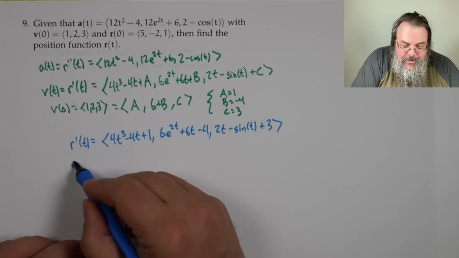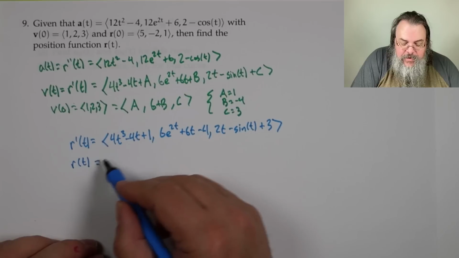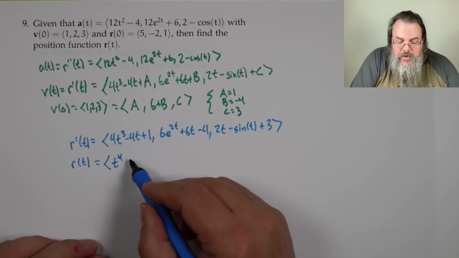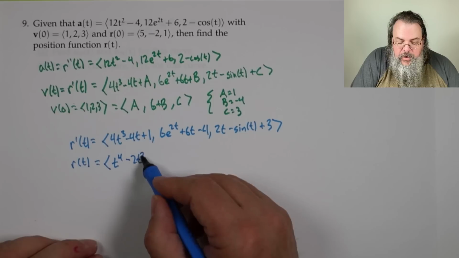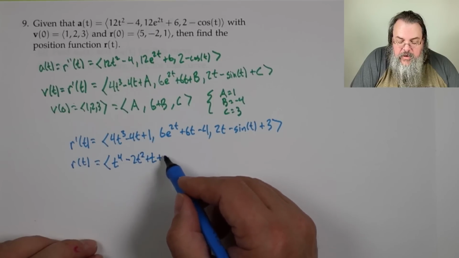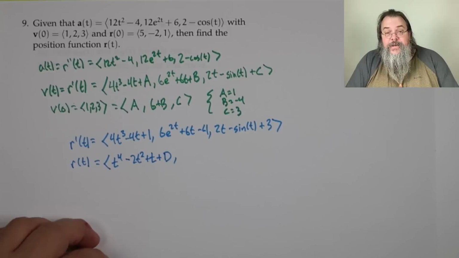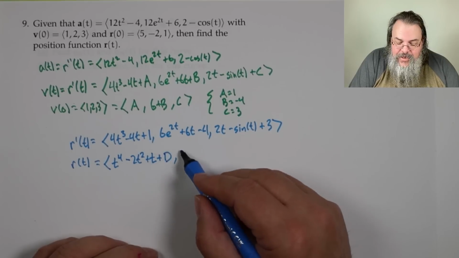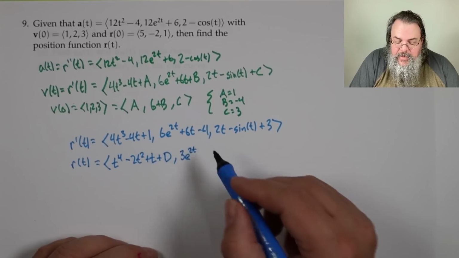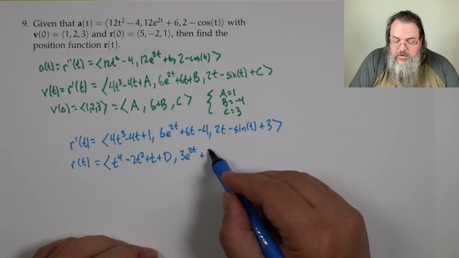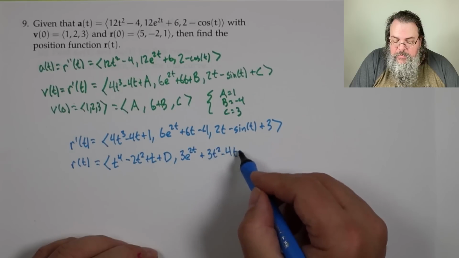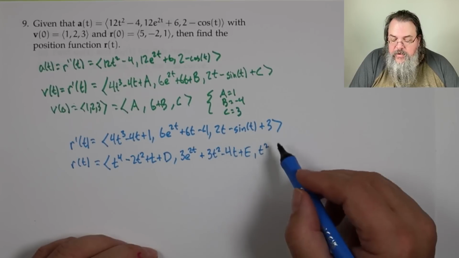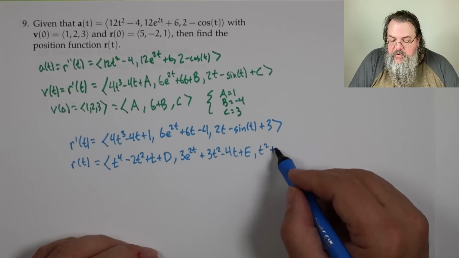So our r of t is going to be, again, term by term, integral 4t cubed, t to the 4th. Integral 4t, 2t squared. And then plus t plus another constant, moving our way through the alphabet. All right, well, we'll get to find out a lot of letters. Integral 6 e to the 2t, 3 e to the 2t, because we're going to divide by 2. Integral 6t, 3t squared, minus 4t plus another constant. And integral of 2t is t squared. Integral of minus sine is a plus a cosine.